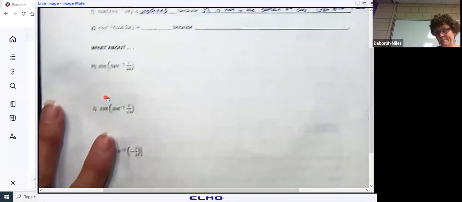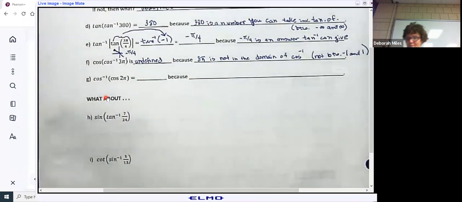All right, one more. I couldn't do the F part because 3 pi wasn't between -1 and 1. What about the G part? Can I take inverse cosine of 2 pi and say they just undo each other, so the answer is 2 pi? No, but it's for a different reason. It's not because 2 pi is not between -1 and 1. It's because 2 pi is not between what? 0 and pi, the answers that inverse cosine can give me.